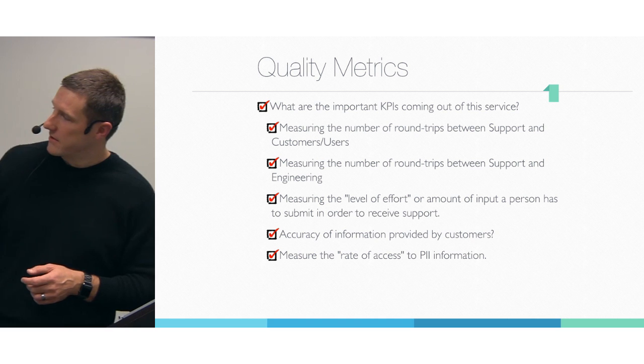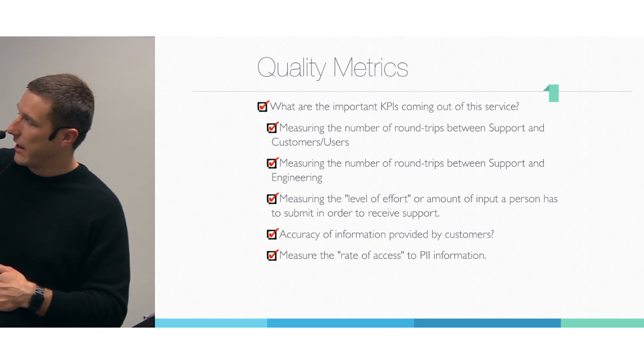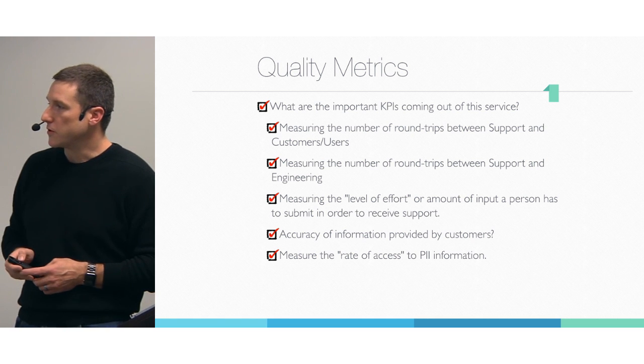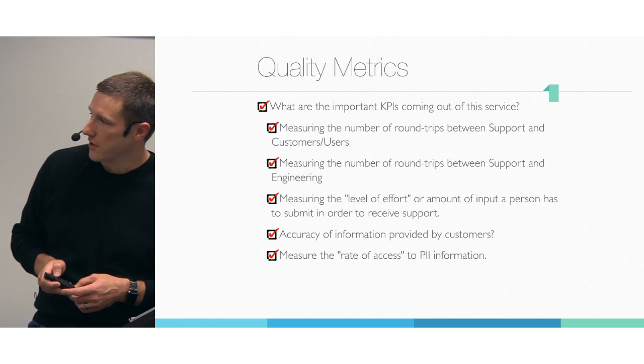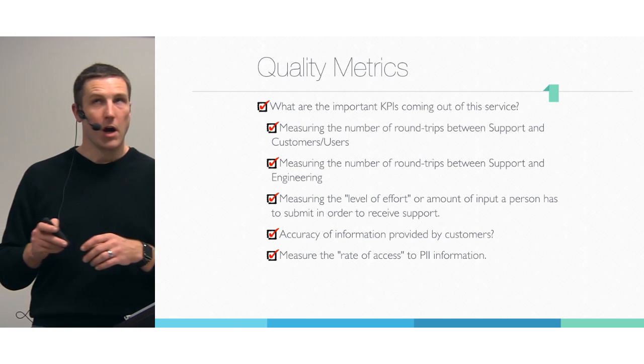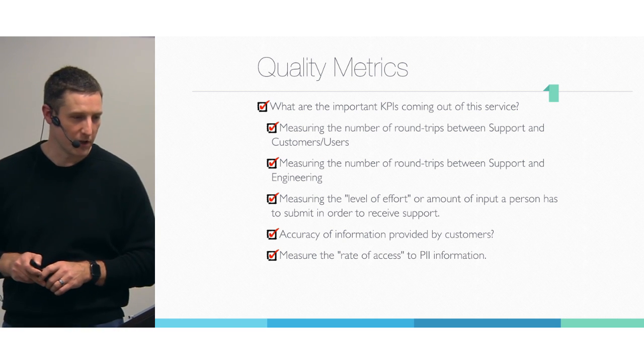And then going back to that comment earlier about PII, measure the rate of access. This is really an important one if you do have to deal with PII information, like if you're dealing with banks and other organizations that handle potentially secure information.